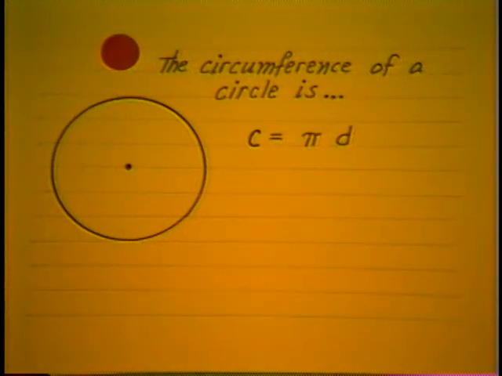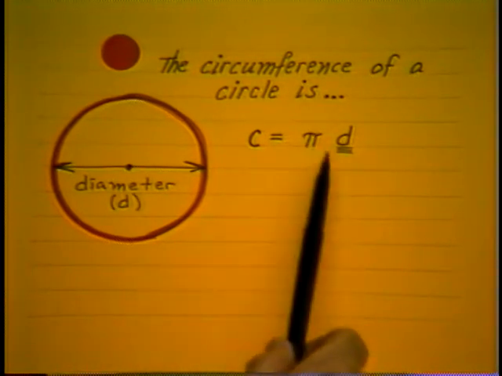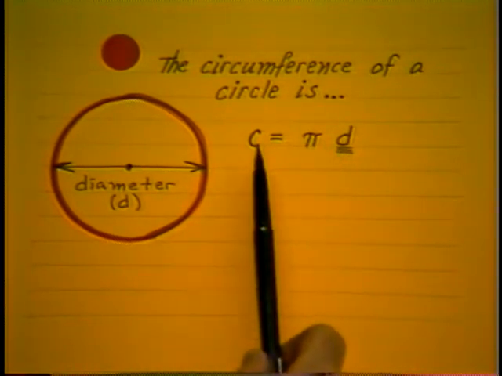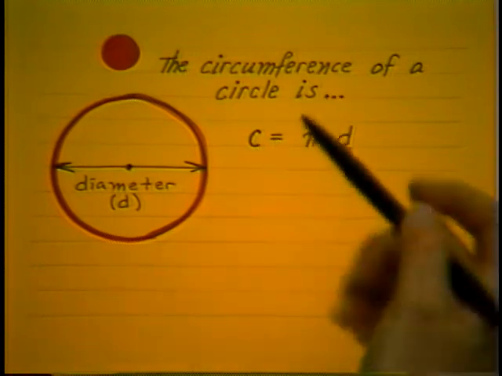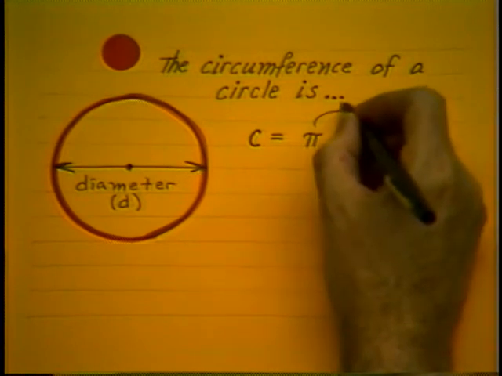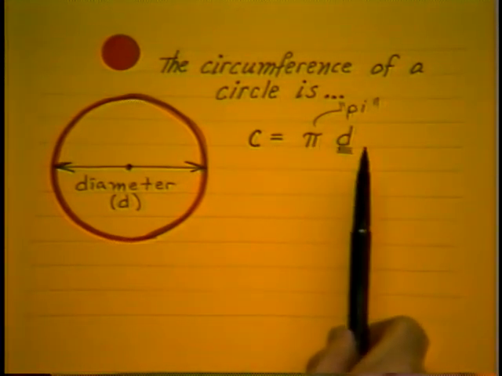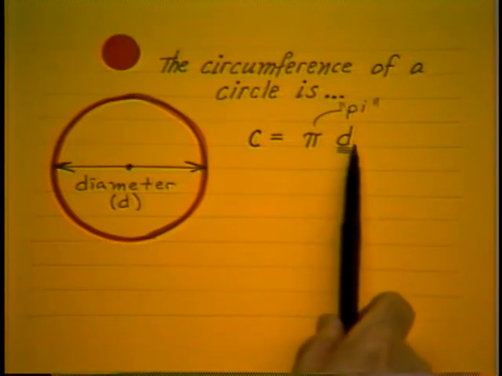Now let's talk about that circumference of a circle. Recall that the distance across the circle through the center is referred to as the diameter and is usually symbolized by the letter D. Now this formula says that circumference is some number, and you might recall we pronounce this Greek symbol pi. It's a number, called pi, times the length of the diameter.